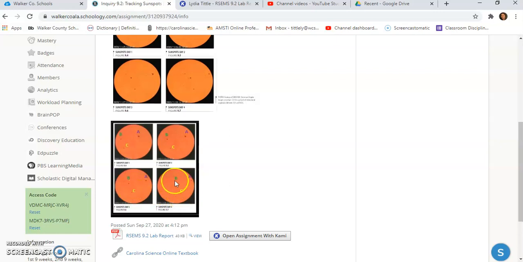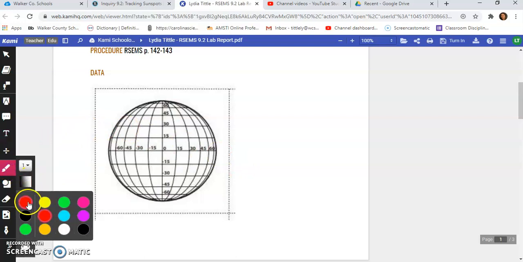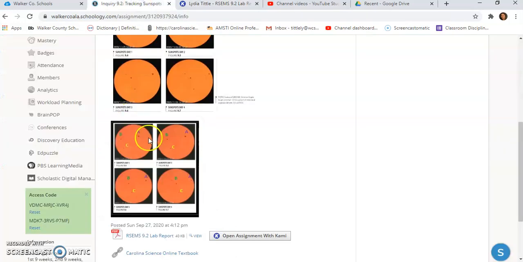So what you need to do is use this data to plot your sunspots on your lab report. So on this, you will take what you saw from the pictures and estimate where you saw the sunspots were for each group. And you're going to be using the drawing tool. So please choose a different color for each one. If you look back at the picture, Group A was purple, Group B was green, Group C was yellow. So you can stick to those colors.